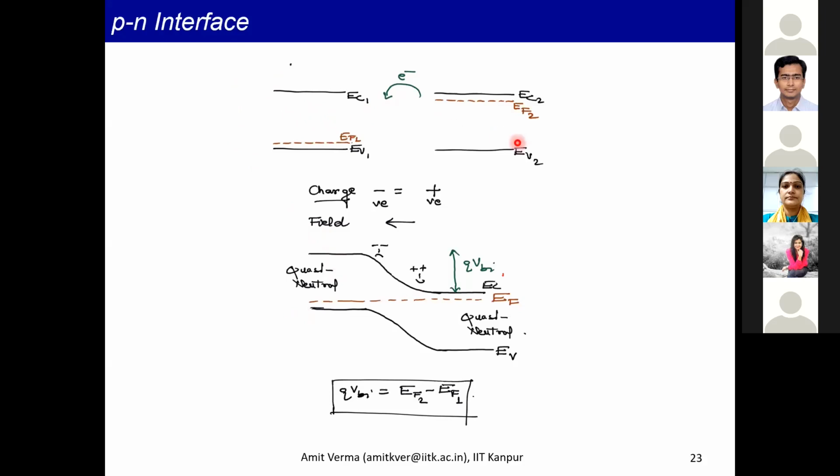Now, just by having this junction, you have created a built-in potential in the device. So there is a barrier now in the device. Okay. This built-in potential is essentially equal to the difference of Fermi levels you started with, because the charge transfer kept on happening till the Fermi level equilibrated.